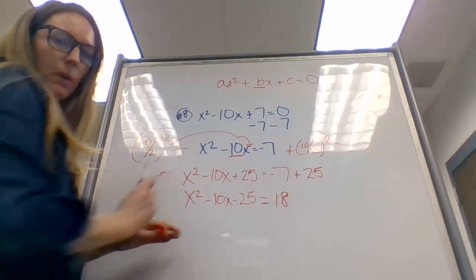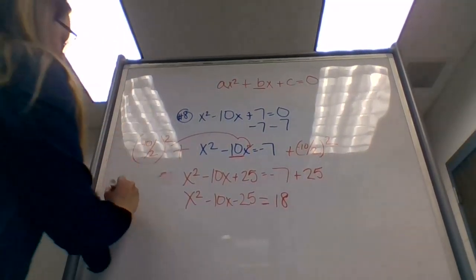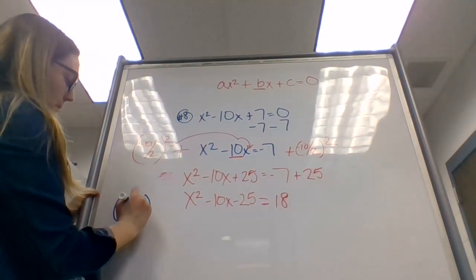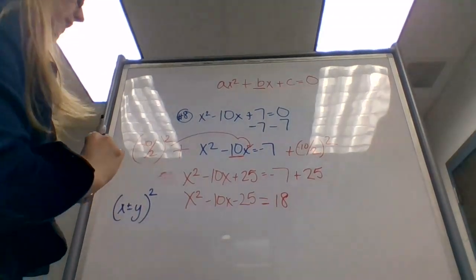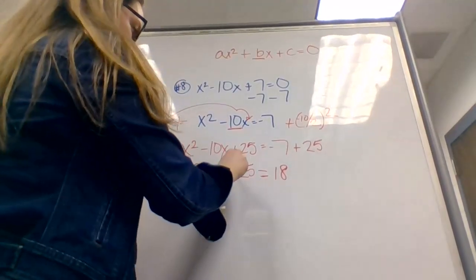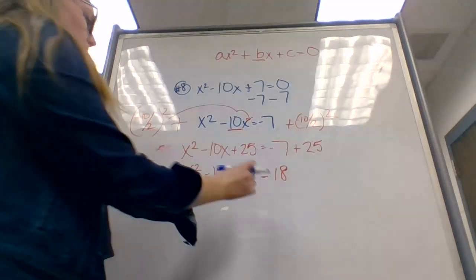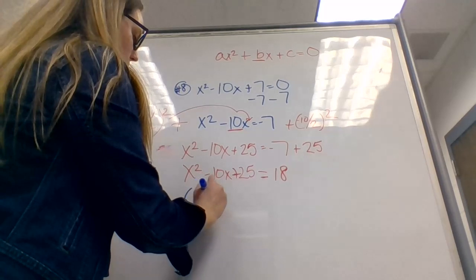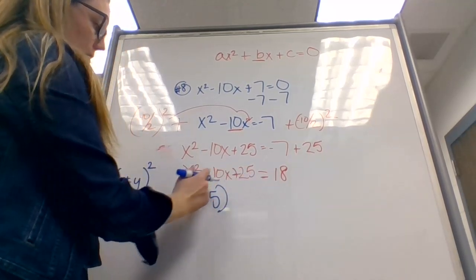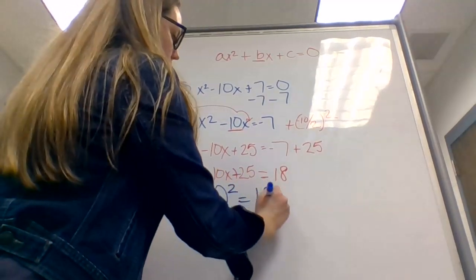And then I need to look at this part of my equation here. I need to figure out how to break this down so I have x plus or minus a number, squared, that makes this work. So I look at this, and this should actually be a positive. I need to look at my factors of 25. 5 times 5 gives me that, and I know that if I do a negative 5 times a negative 5, that'll give me that positive 25, while also leaving me with a negative 10.